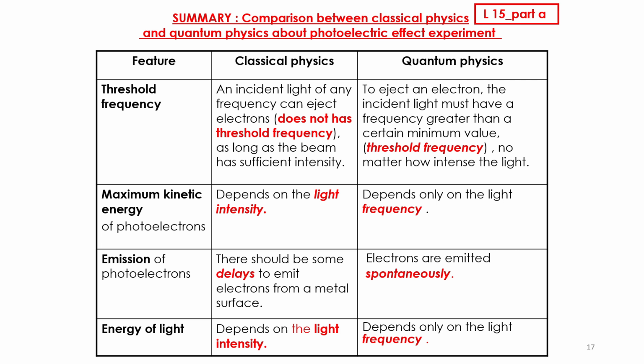Okay, the second feature is the maximum kinetic energy of the photoelectron. In classical physics, it depends on the light intensity. But in quantum physics, the maximum kinetic energy depends only on the light frequency. The third one is the emission of photoelectrons. In classical physics there should be some delay to emit an electron from a metal surface, but in quantum physics, electrons are emitted spontaneously. And the last one is energy of light. In classical physics, it depends on the light intensity, and in quantum physics, it depends on the light frequency.